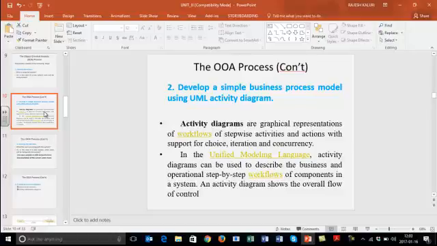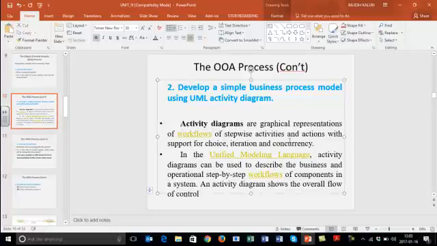So if you have actors and use cases, then you will know what kind of actions will be taken and what kind of work will be handled in the system. So based on that, you can easily develop a business process model by using the UML activity diagram. So the points are like this: activity diagrams are graphical representations of workflows of stepwise activities and actions with support for choice, iteration and concurrency.